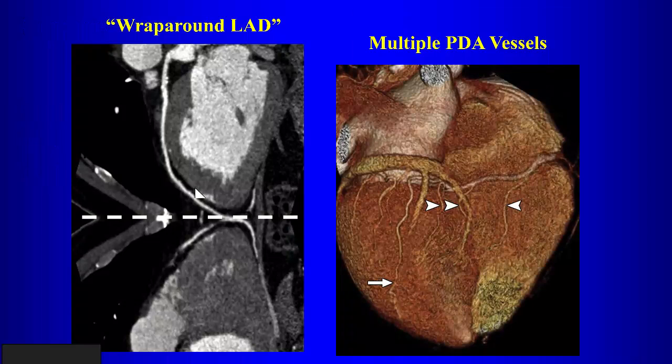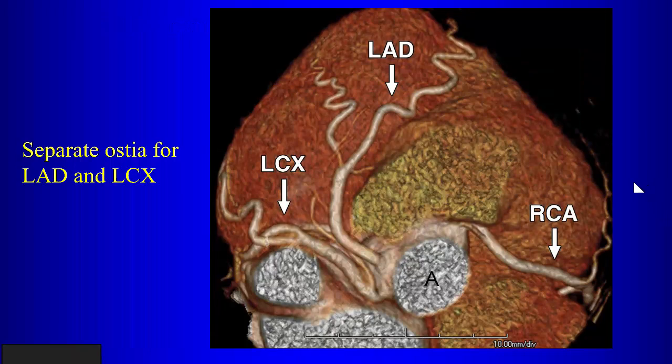Sometimes you'll have an LAD that comes around and wraps around the apex, so some of it actually goes all the way to the posterior part of the left ventricle. That's called a wraparound LAD. Sometimes there can be multiple vessels supplying PDA territory instead of one well-defined PDA. So those are variants that you might come across.